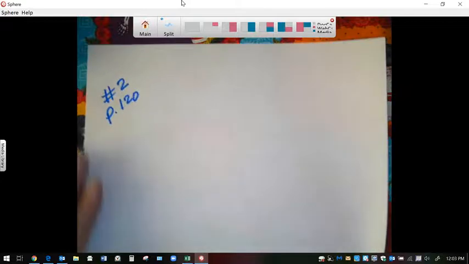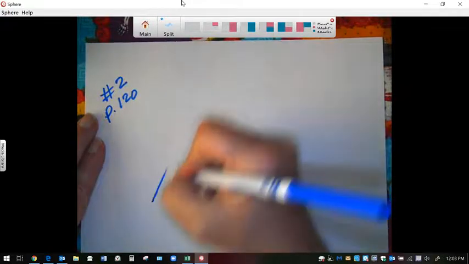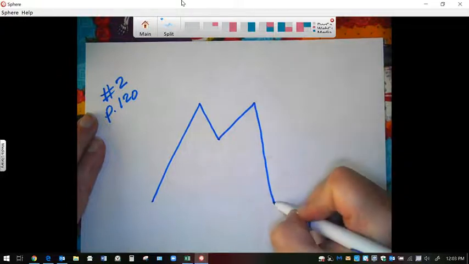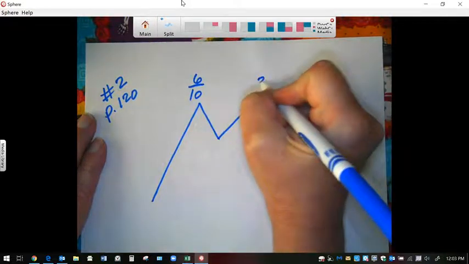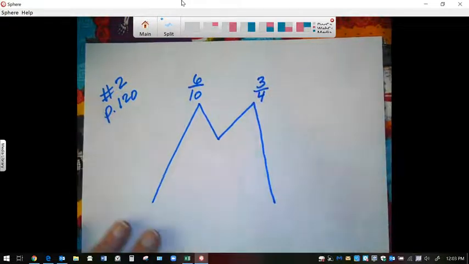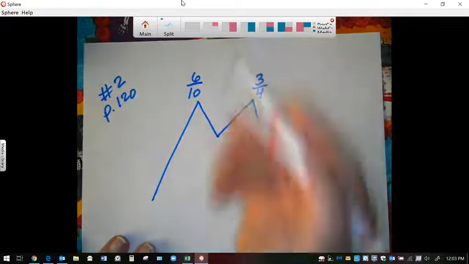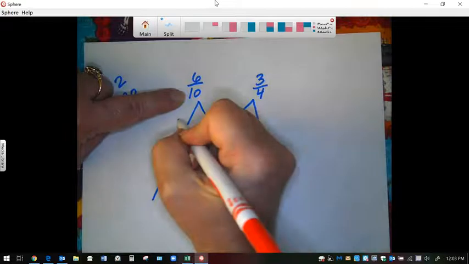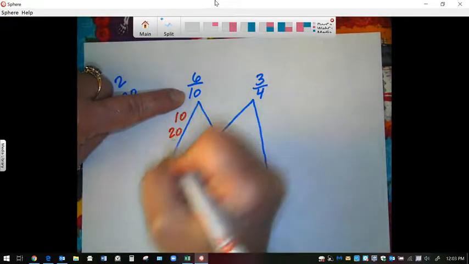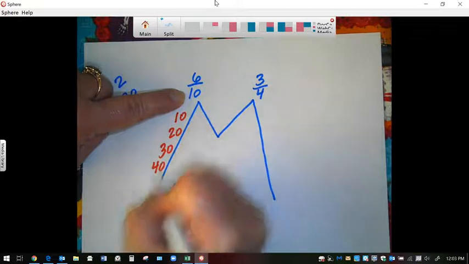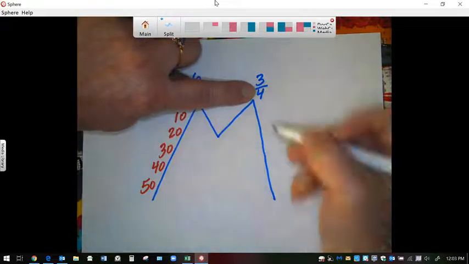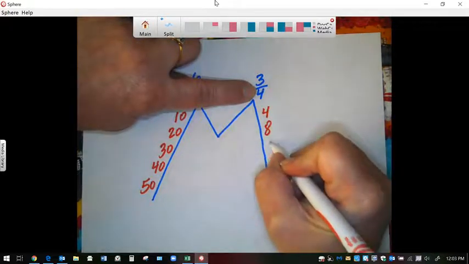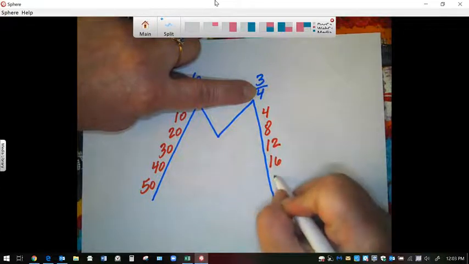Okay, so our strategy, we're going to draw our letter M because we're going to be using our multiples. And the two fractions were 6/10 and 3/4. Now we're going to write our multiples of the denominator, and it starts with 10: 10, 20, 30, 40, 50. And you can write 5 multiples. Then we're using our 4: 4, 8, 12, 16, 20.